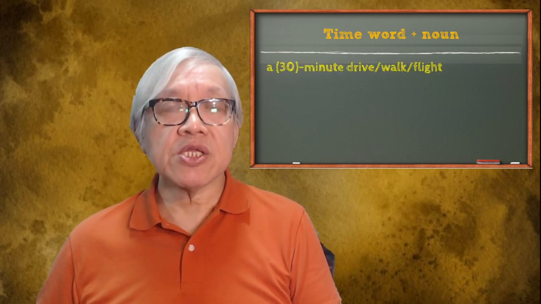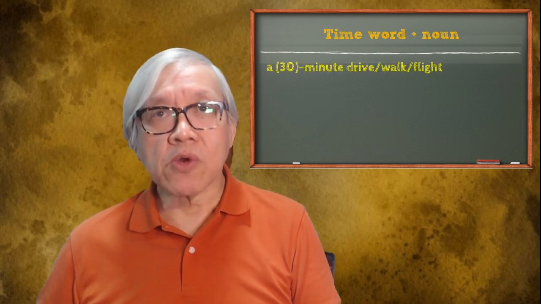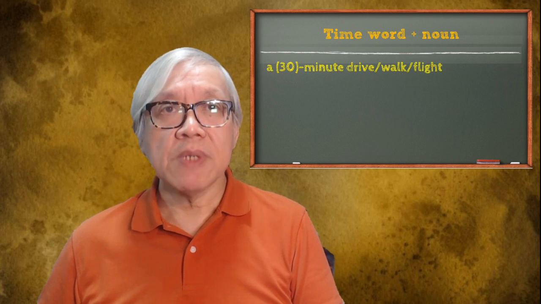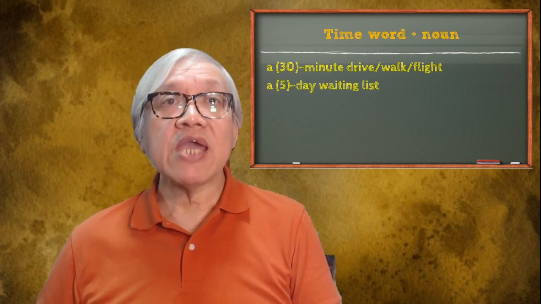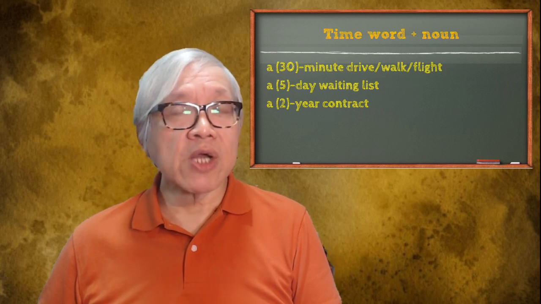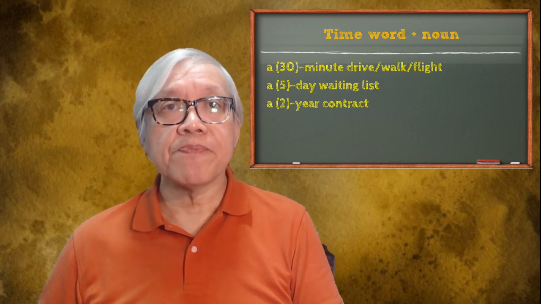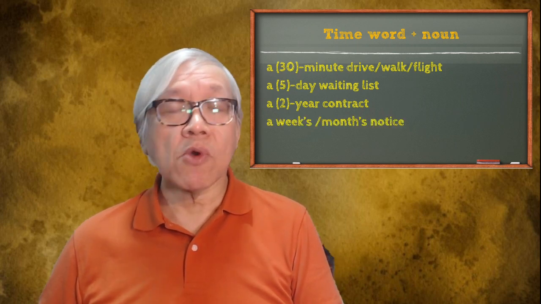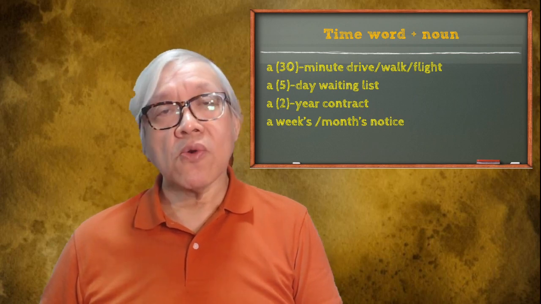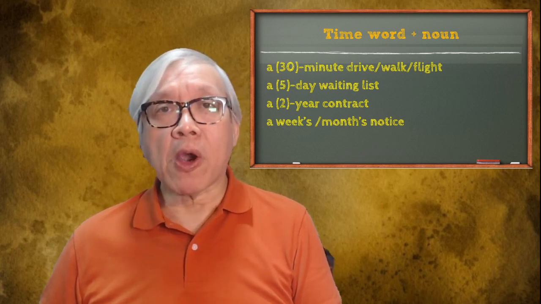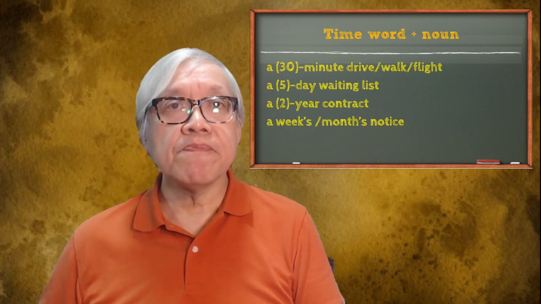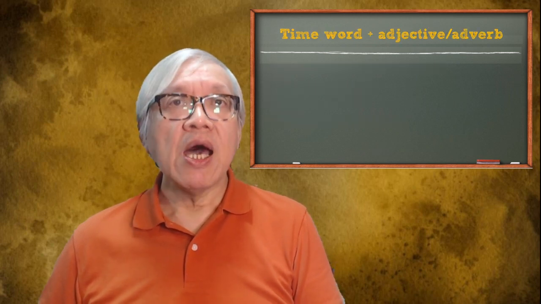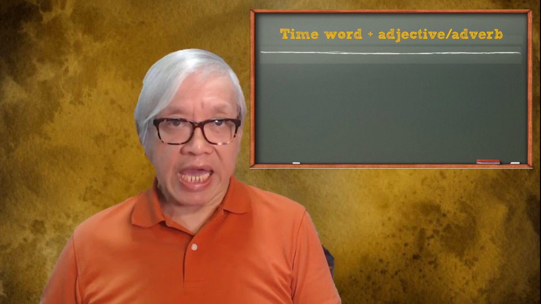So there's time words that you use with nouns, such as this. A 30-minute drive, or a 30-minute walk, or a 30-minute flight. A 5-day waiting list. A 2-year contract, or a 1-year contract, or a 5-year contract. A week's notice, or a month's notice. So usually when you rent an apartment or a flat, you have to give a month's notice before you can leave.